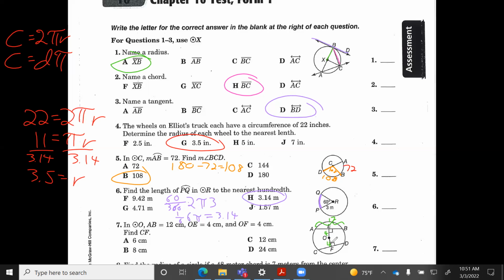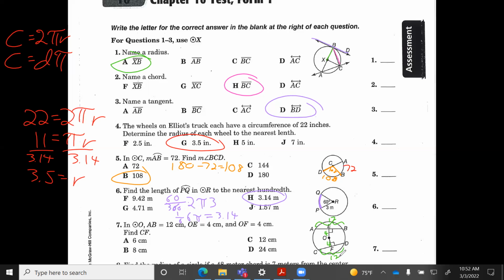Well, if those two pieces are the same length, that means that the chord AB and the chord CD are the same distance from the center, which tells me what about CD? What should I know about the length of CD? It's the same as AB. Again, if they're the same distance away from the center, then they have to be congruent. So that one's going to be 12.